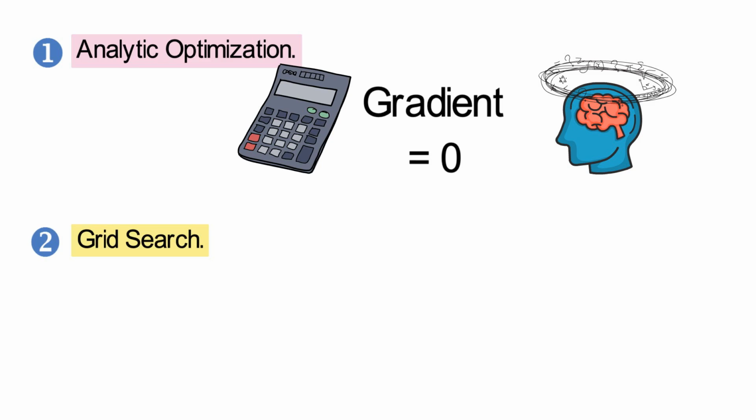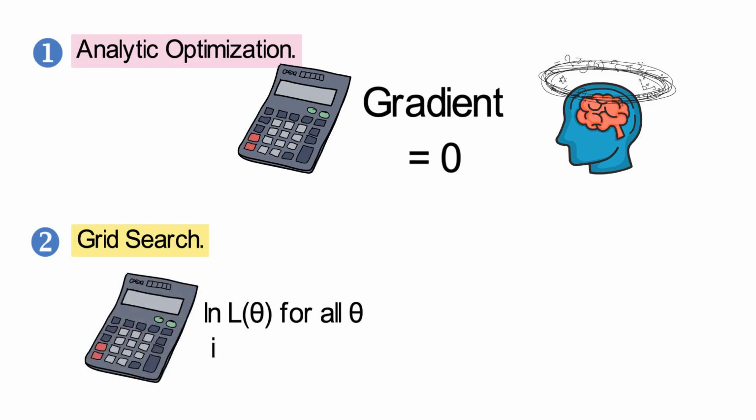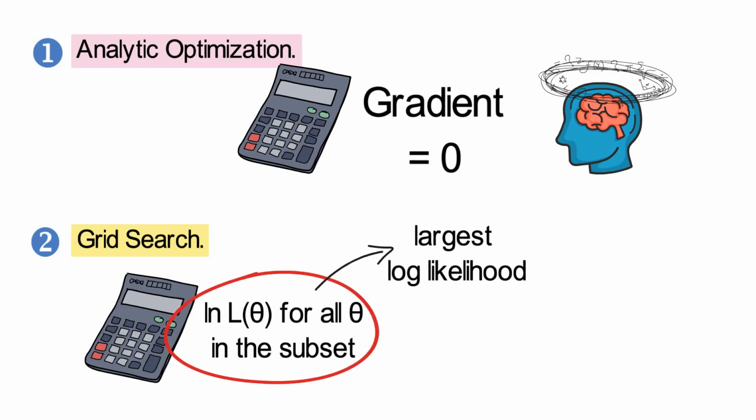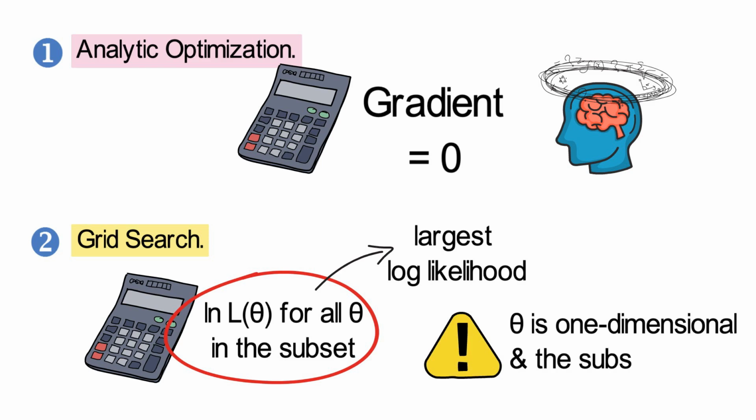Now let's say something about a grid search. The grid search works well, but might not always be applicable due to its inefficiency. If you know that the parameter theta lies in a subset, you can do an uninformed search within that set. Basically, you evaluate the log of the likelihood for all theta in your subset, and you pick the one that produces the largest log likelihood value. That approach is applicable if theta is one-dimensional and if the subset is really small.